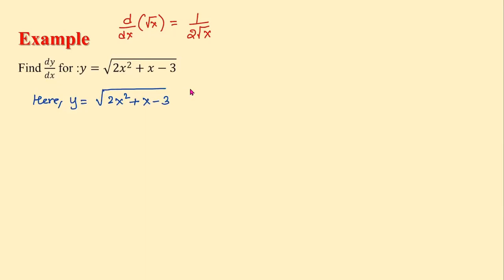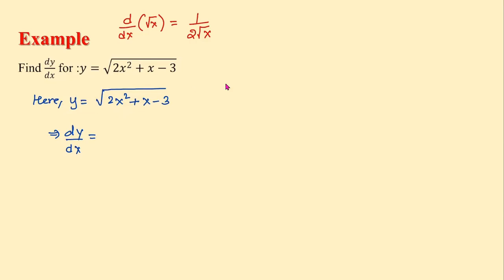But here you can see inside the square root, we have a quadratic function. So in fact, this function is a composite function. So we are going to use the chain rule. So we can write like this. The derivative of the function y with respect to x is equal to, according to the chain rule, we find the derivative of the outside function and multiply by the derivative of the inside function.